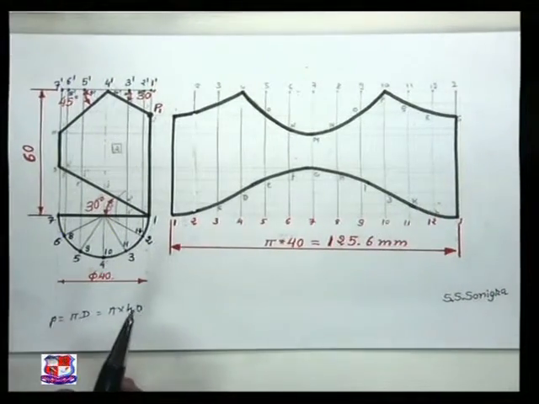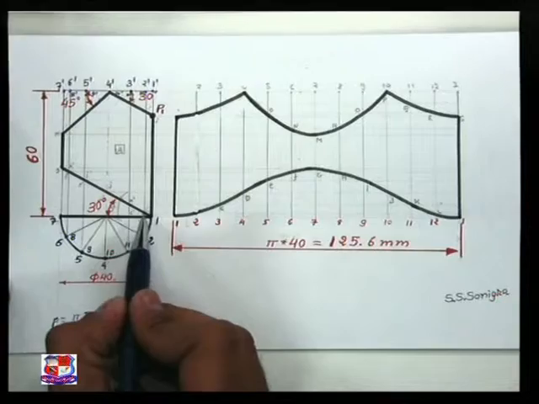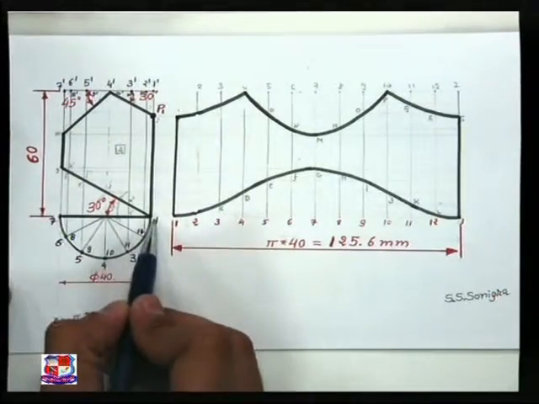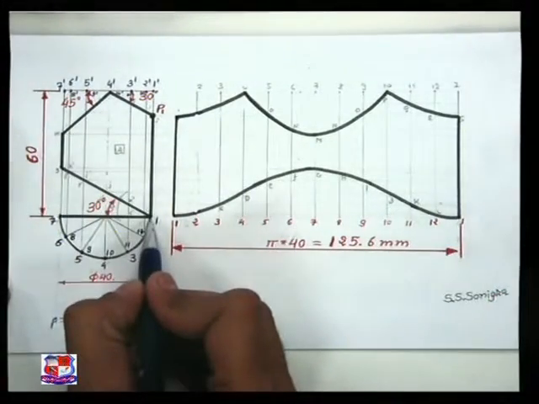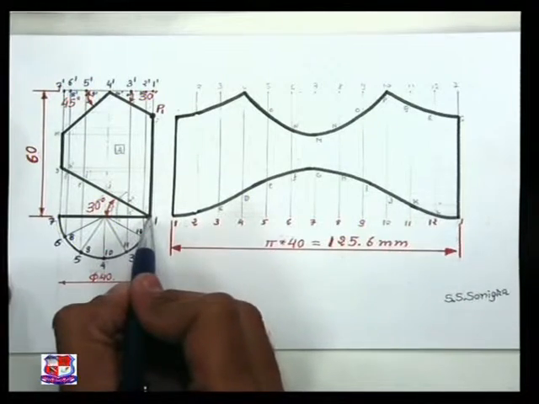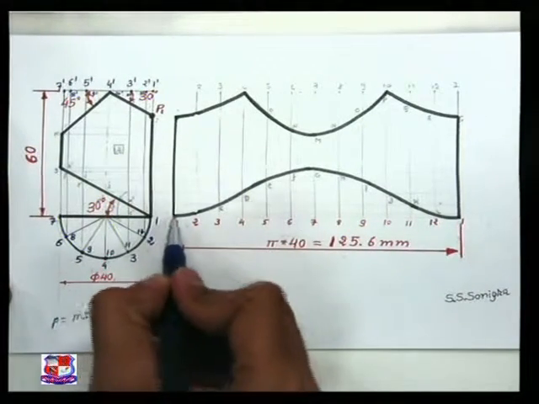Now pick up the points of intersection. Let me start from here. Let me take this cut portion. This is the cut portion. Point number 1 is here, so from here, draw a horizontal line. Here point number P1 is there.